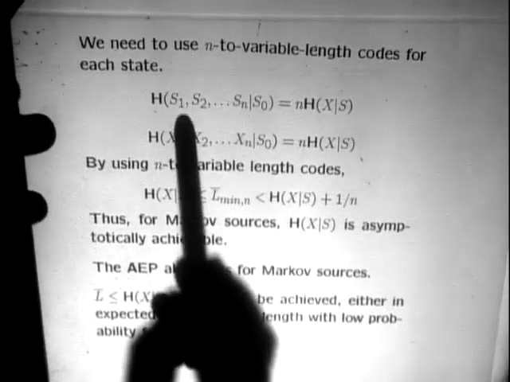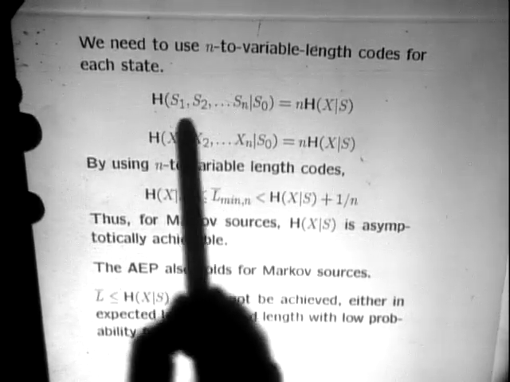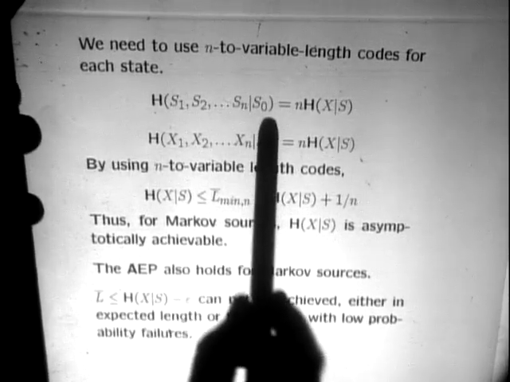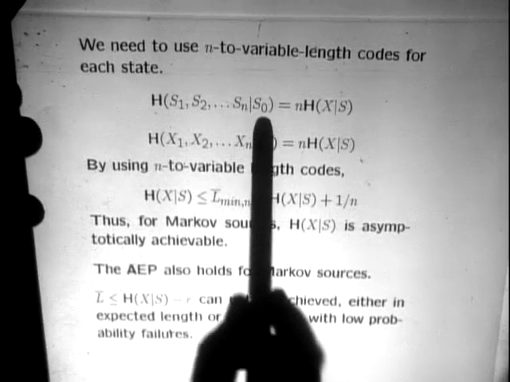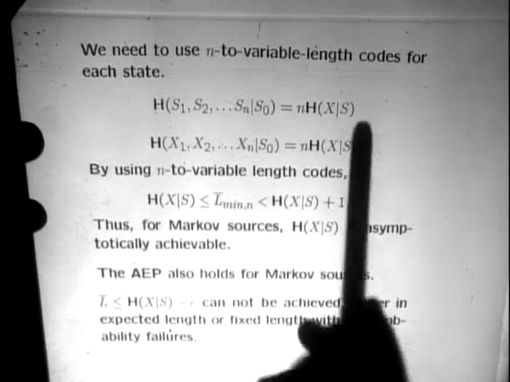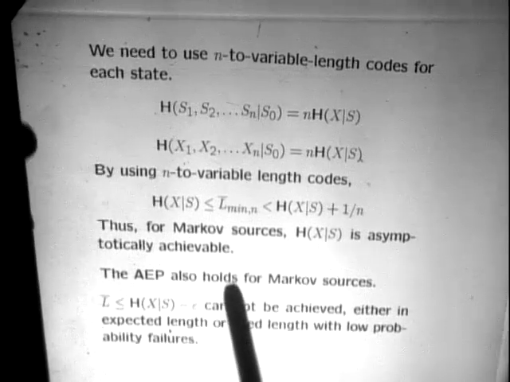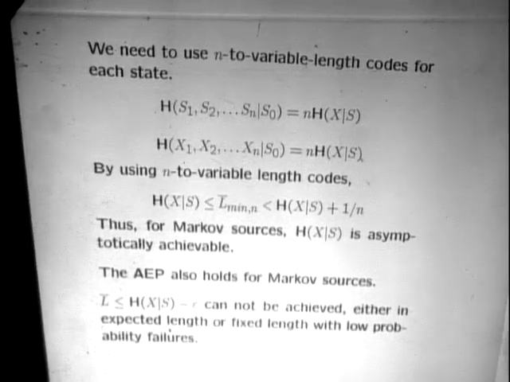If you look at the entropy of the first n states given a starting state, it turns out to be n times H of X given S, by the same kind of rule that you were using before.